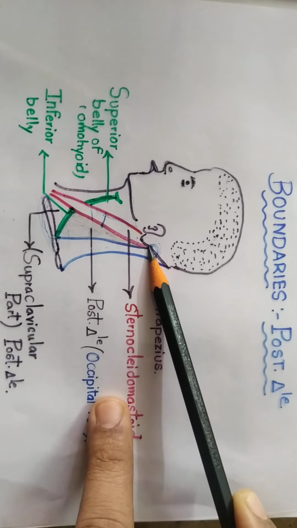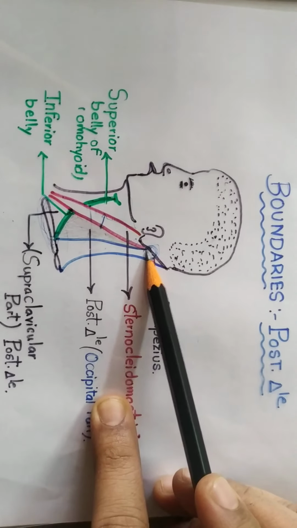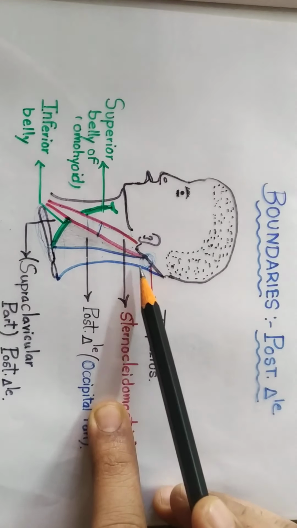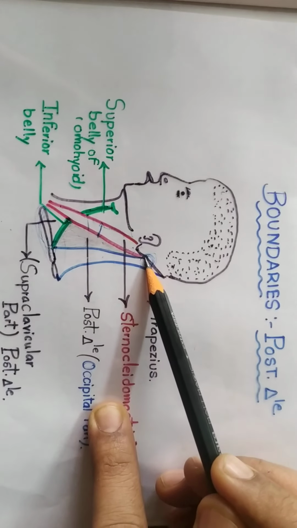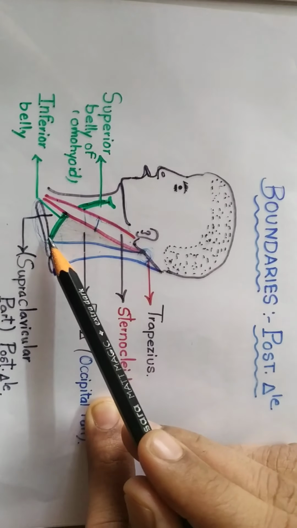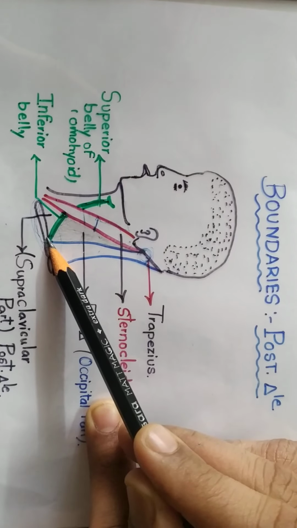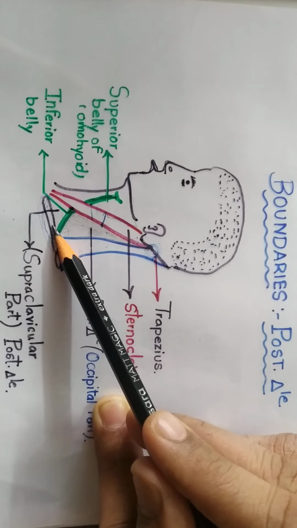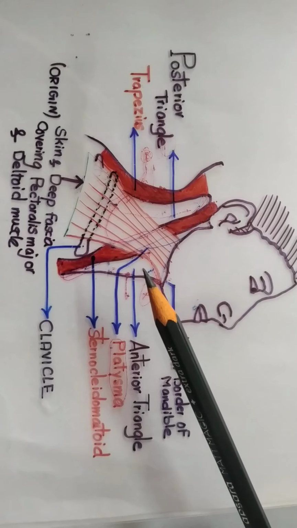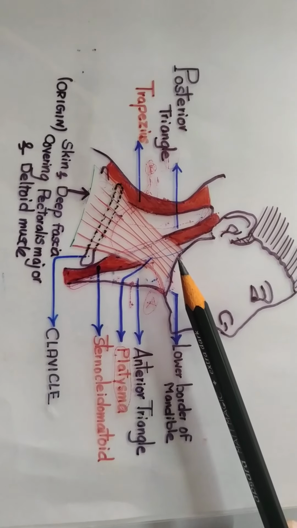Now coming to the superior or upper boundary of the posterior triangle, it is the meeting point of two muscles, the sternocleidomastoid and trapezius. It lies on the superior nuchal lines. Now we will discuss the inferior boundary of the posterior triangle. It is formed by the medial part of the clavicle. Now we will discuss the roof of the posterior triangle.